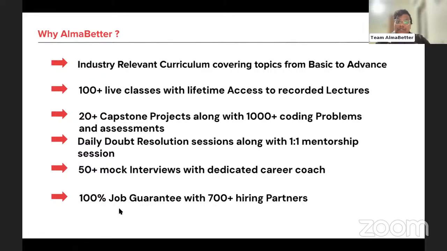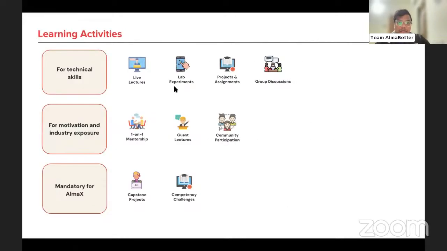The career coach is from industry, so you can ask whatever doubts you have and get experience from them. And we provide a 100% job guarantee with more than 700 hiring partners. For technical skills, we have live lectures, lab experiments, projects and assignments, and group discussions. I'll show all of them in practical.